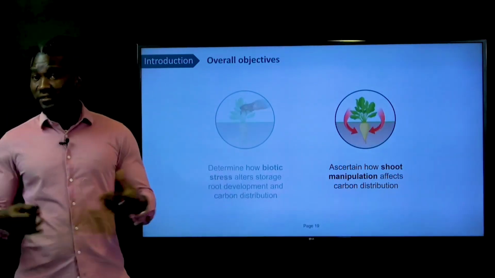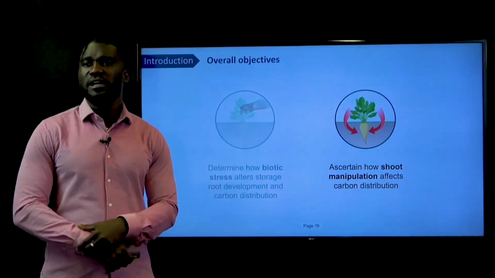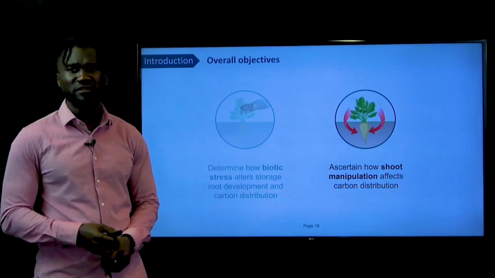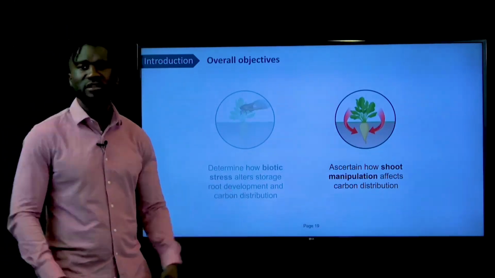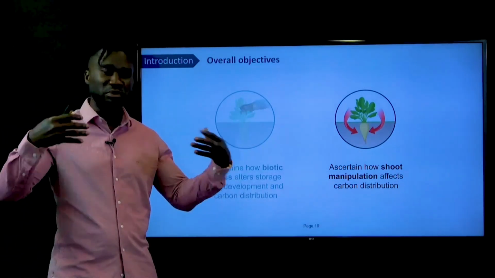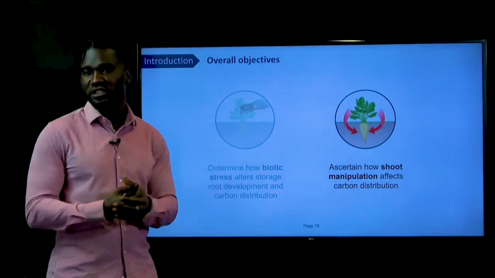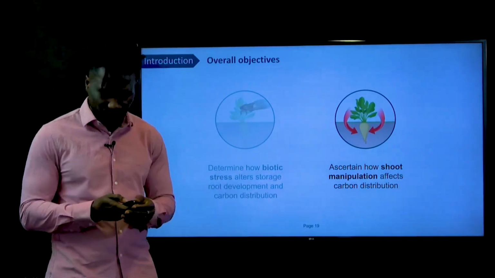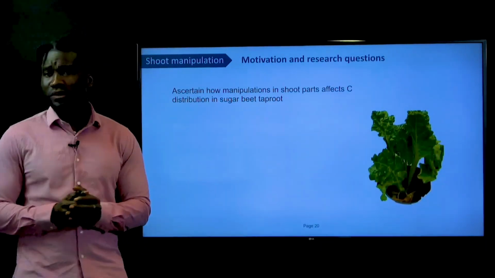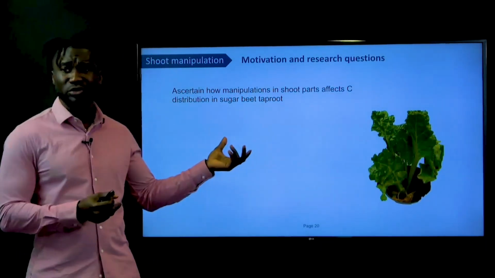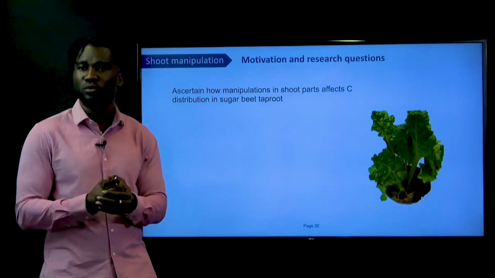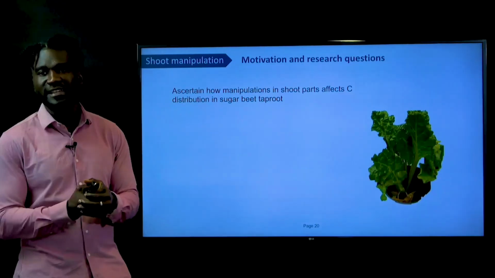Now, to further investigate source-sink coupling in sugar beet, the next session of my talk will examine how shoot manipulation influences carbon distribution. Of course, this was also in line to deepen our understanding of the observations made in the previous chapter, which I introduced you to briefly. The overarching aim of this chapter was to ascertain how shoot architecture and manipulation of shoot tissue will affect carbon distribution dynamics within sugar beet.